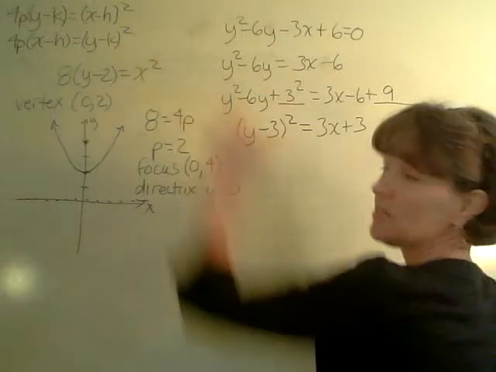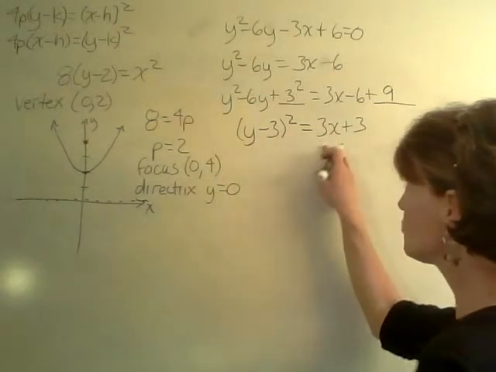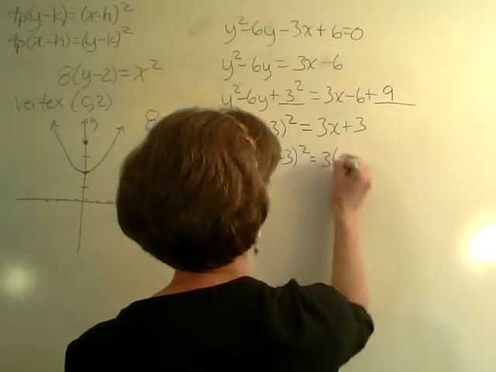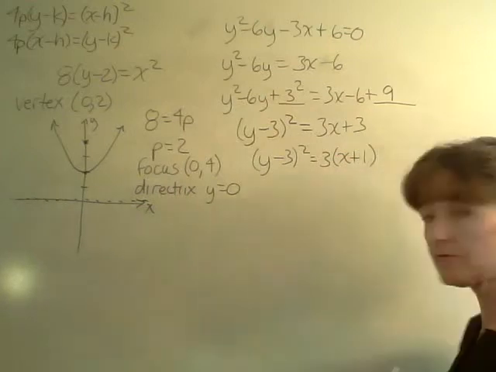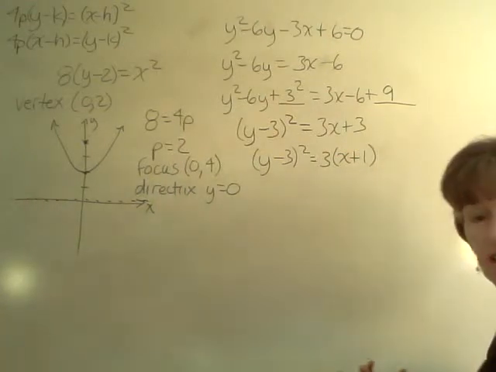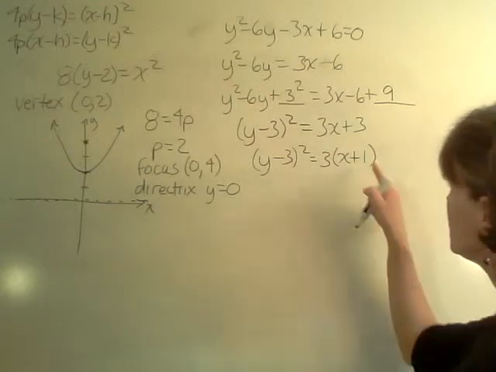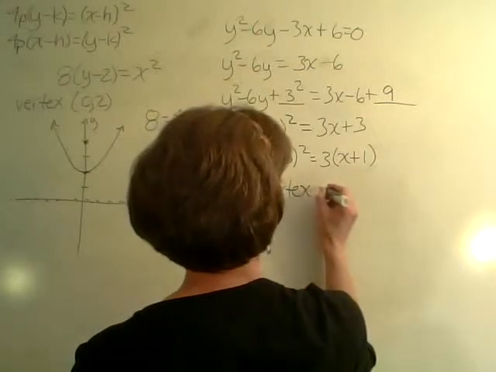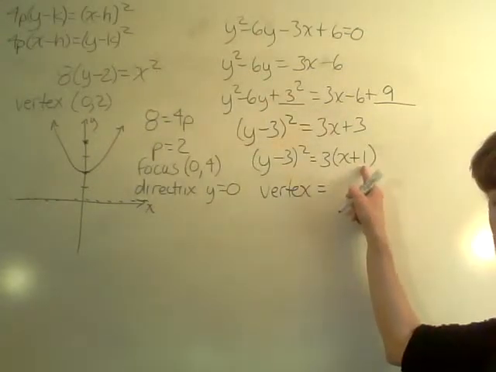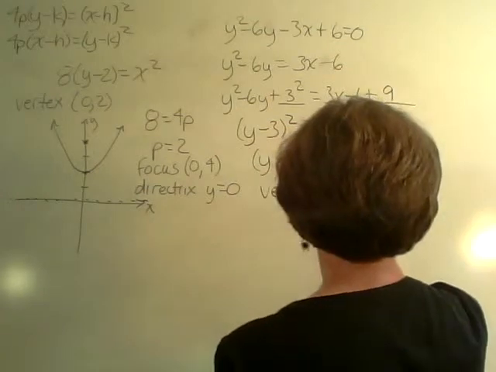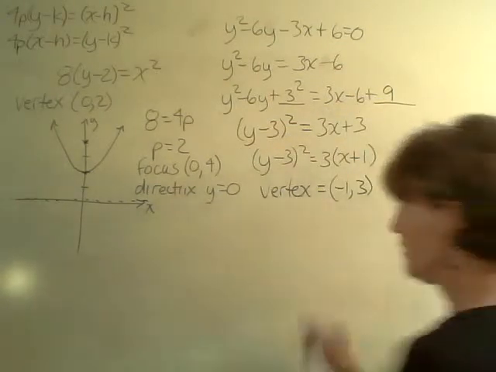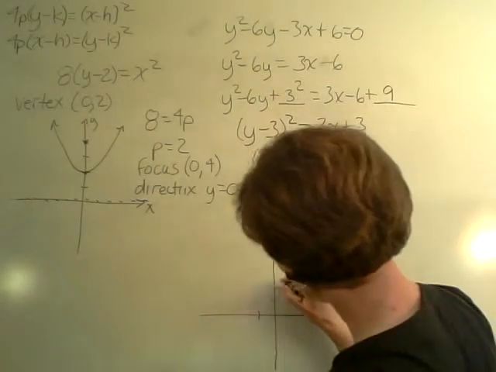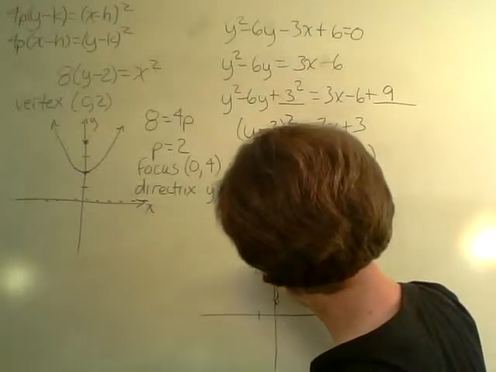Now I almost have it in our standard form. All I have to do is factor this 3 out. So I have y minus 3 squared equals 3 times x plus 1. All right, so now I have a standard form equation for my parabola, and in this you can see that the vertex is -1, positive 3. -1, 3. All right, so let's sketch this. -1, 3 would be right here.